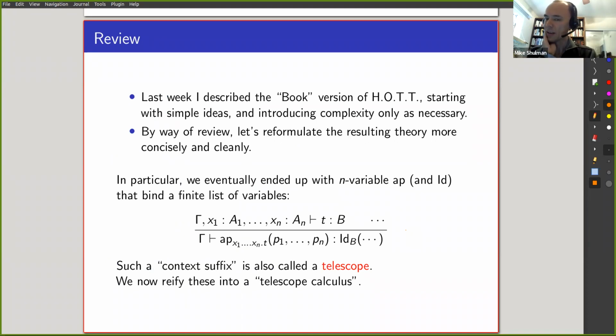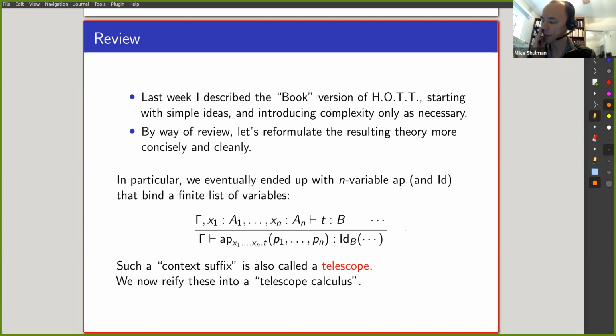So last week, I described what I might call the book version of this theory. In other words, it's the version that you would write as an introductory or textbook presentation, where you start with simple things, and then you notice that this simple thing has to be generalized to a slightly more complex thing, and then you go on and on, step by step. But maybe this is not the cleanest way to present the whole theory as a completed whole. Once we've got the whole theory, we can reformulate it in a way which is a little bit more concise and clean as a unit.